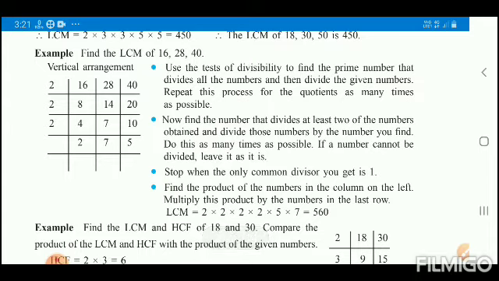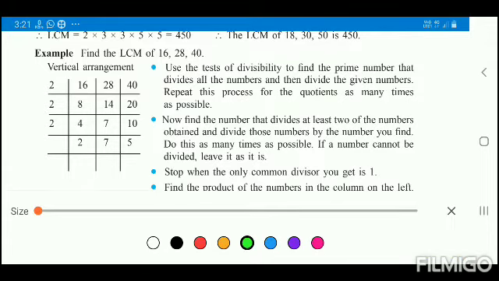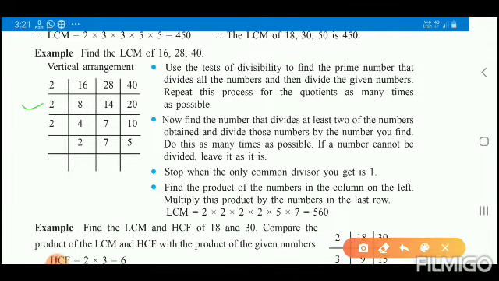Now look here. We will find the LCM of 16, 28 and 40 by vertical arrangement. Here 16, 28 and 40 are divisible by 2, so you will get the answer: 2 8s are 16, 2 14s are 28 and 2 20s are 40. Again 8, 14 and 20 are also divisible by 2. So after that you will get the answer 4, 7 and 10.